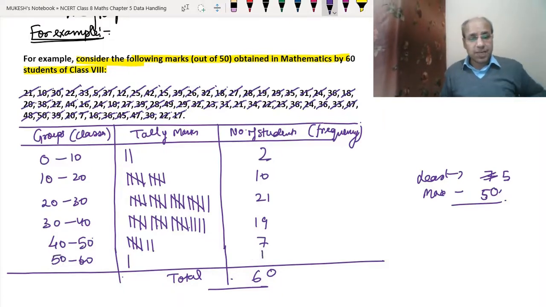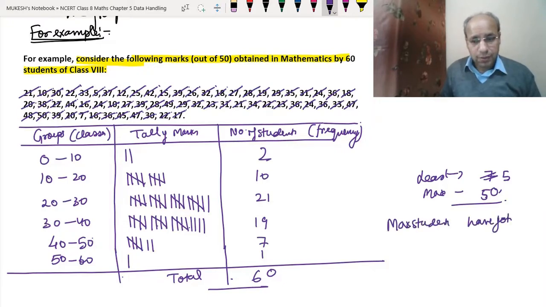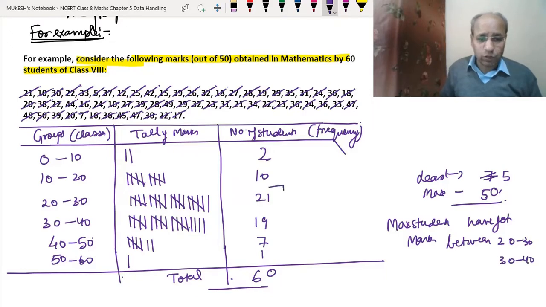So that means the maximum students have got marks in the range of 20 and 30. So what is the result that we can see? The maximum students have got marks between 20 and 30 and then 30 and 40. So you can say the maximum of the students have got marks between 20 and 40.